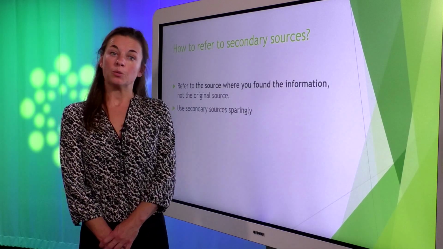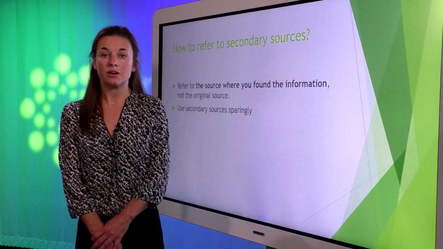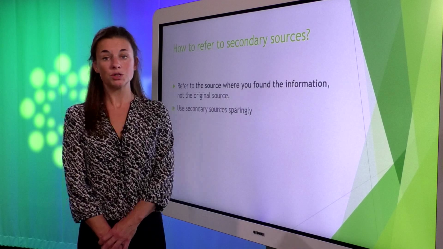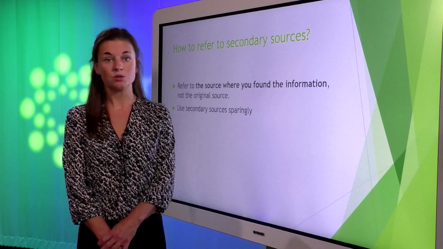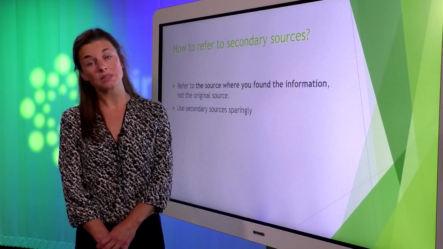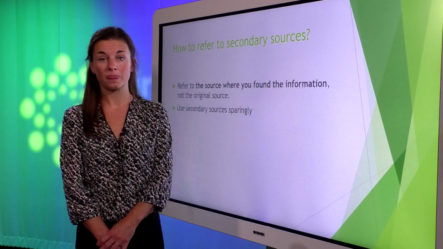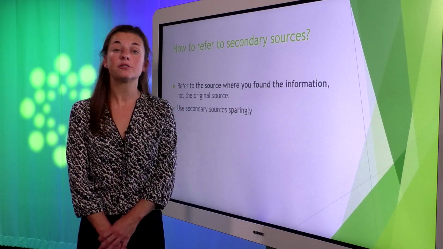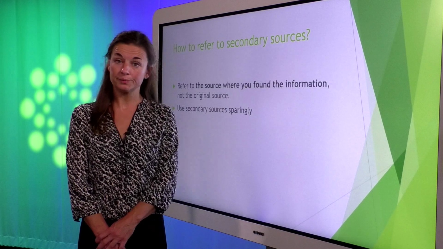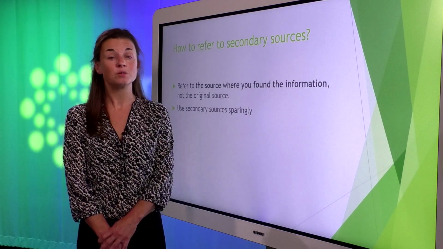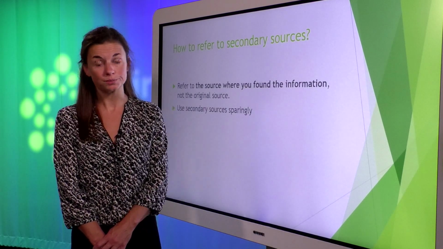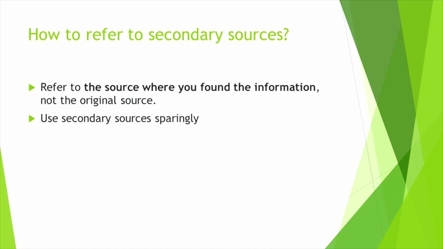There is, however, one difficulty that we want to clarify here. What to do when the source you want to use cites from another secondary source. For instance, if you find information in another student's paper, this student may have found their information in a book. If this is the case, always refer to the source where you found the information and not the original source.